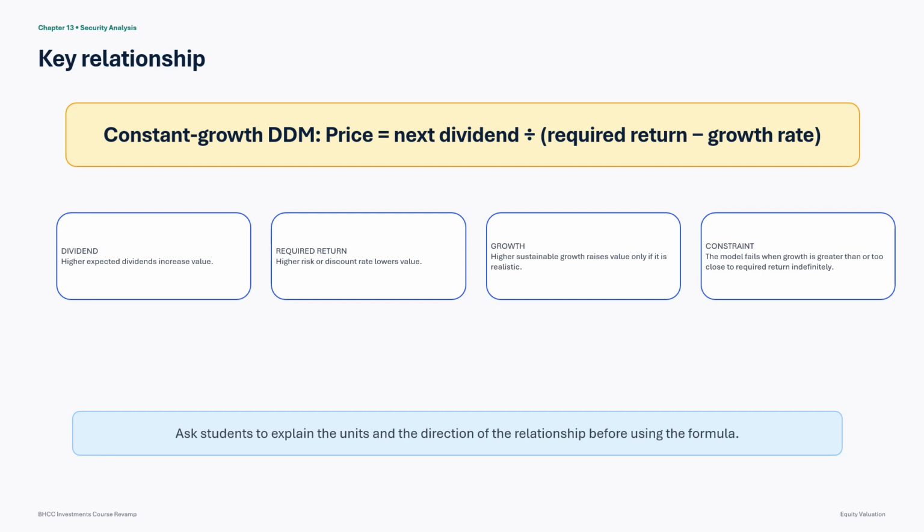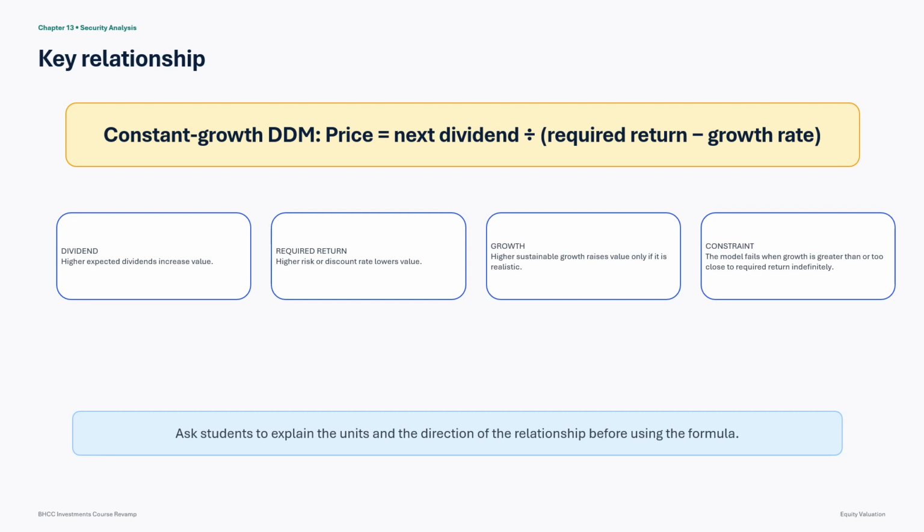Small changes in assumptions can create large changes in value. That is not a defect in the formula. It is a warning about the economics. When required return and growth are close, much of the value depends on a narrow spread that is difficult to estimate precisely. The model fails mathematically and economically when perpetual growth equals or exceeds the required return.